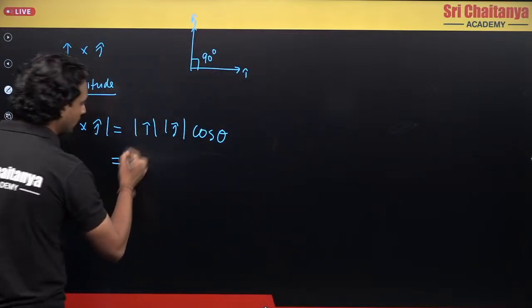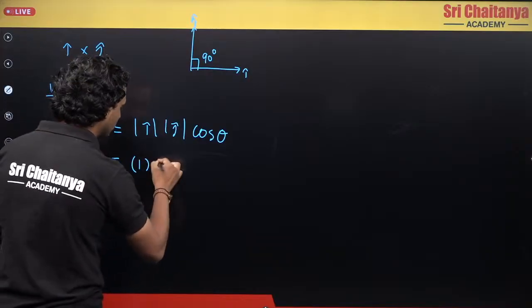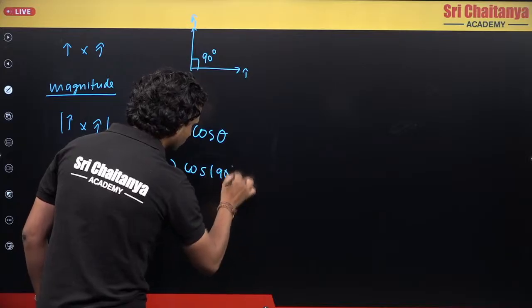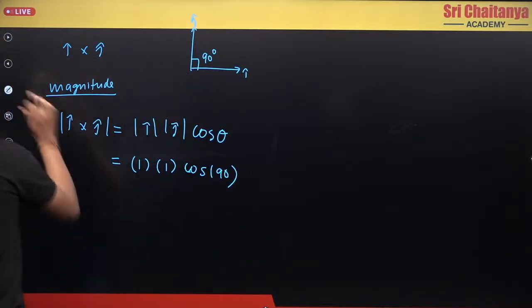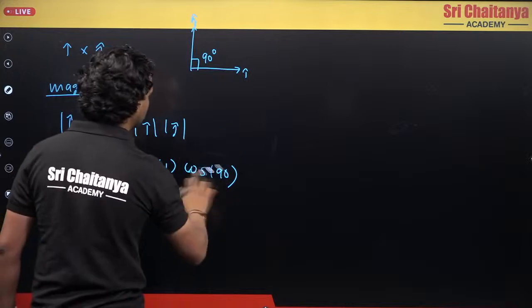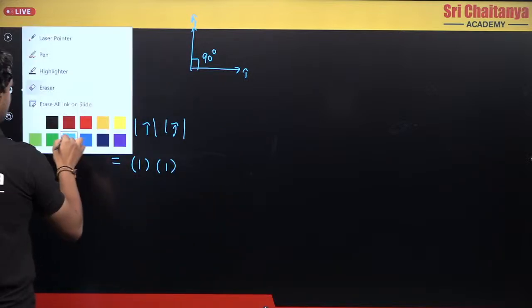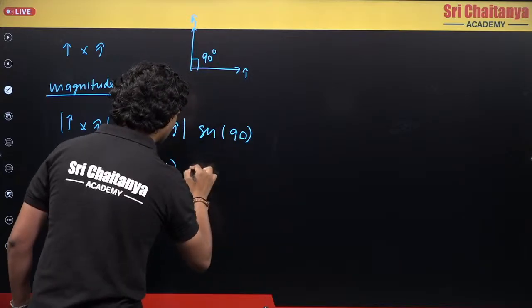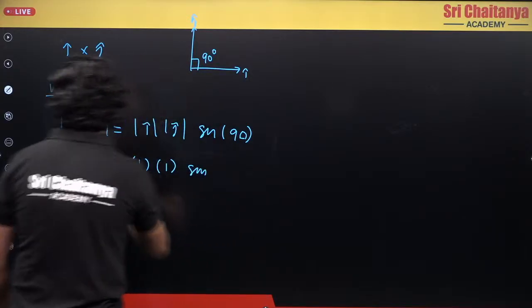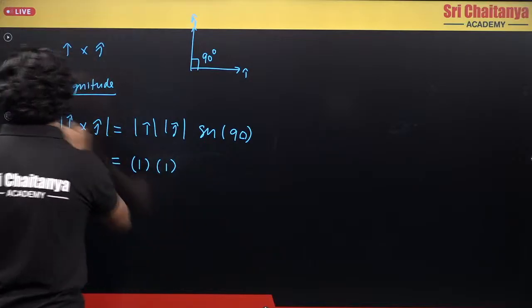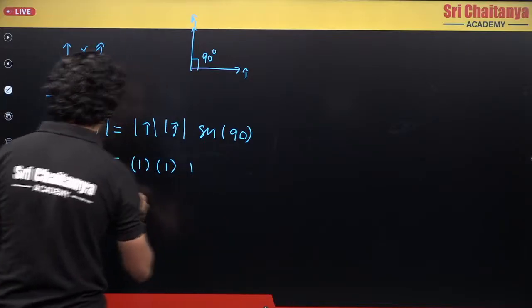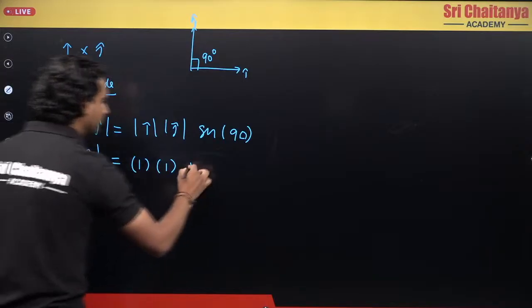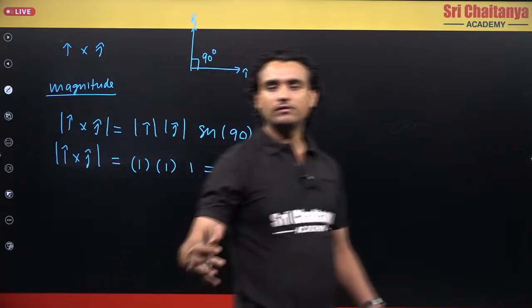So what will I say? Mod i, the magnitude of them is 1, into cos 90. Sorry, this is not cos, cross product is sine. I'm sorry, this is sine 90, right? And what is sine 90? Sine 90 is equal to 1. Correct? So what do I get? 1. So the magnitude of i cross j is equal to 1. So we get the magnitude.